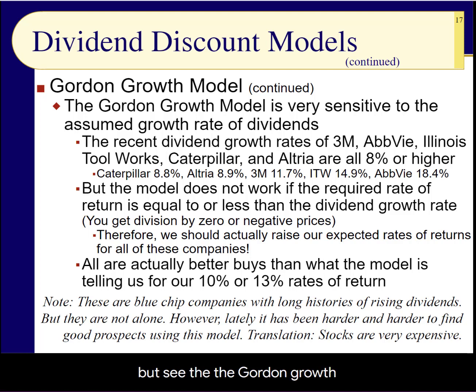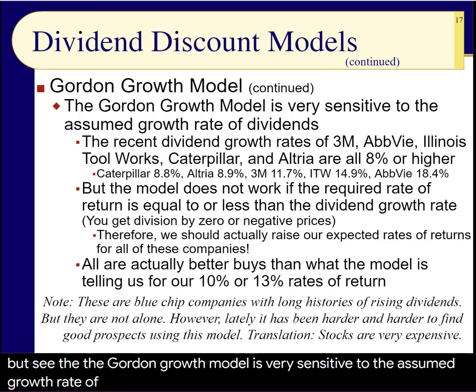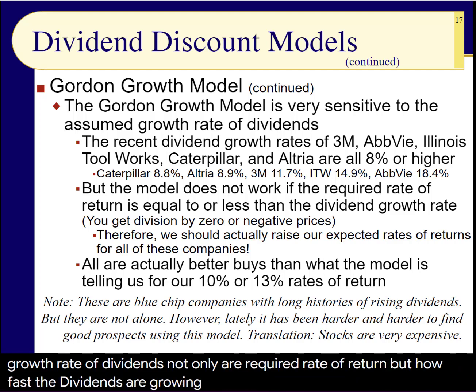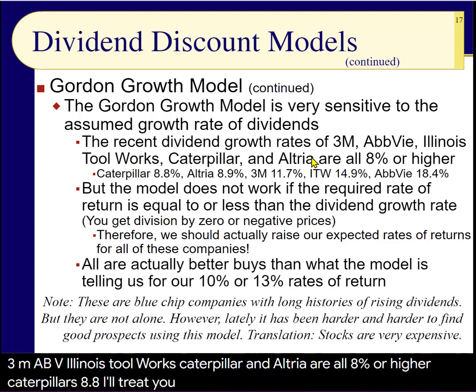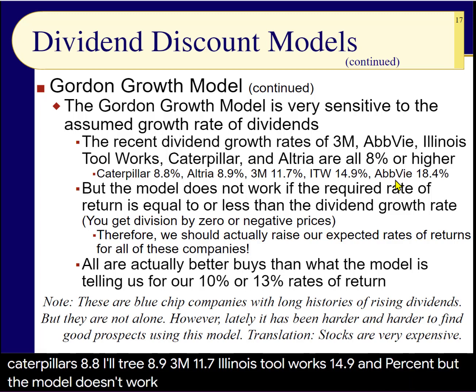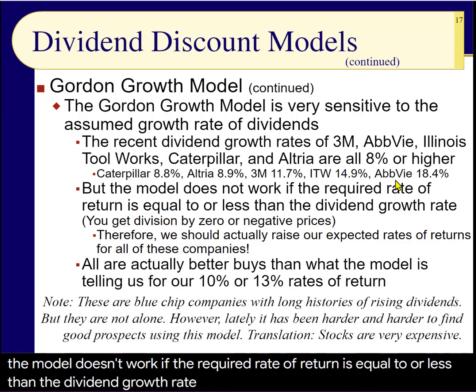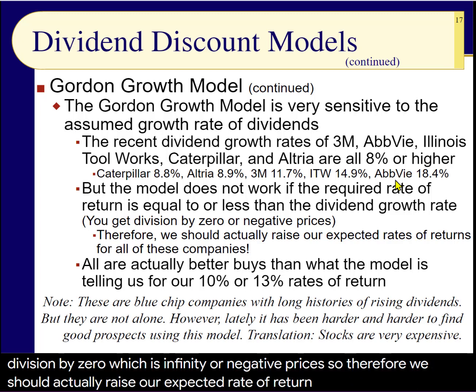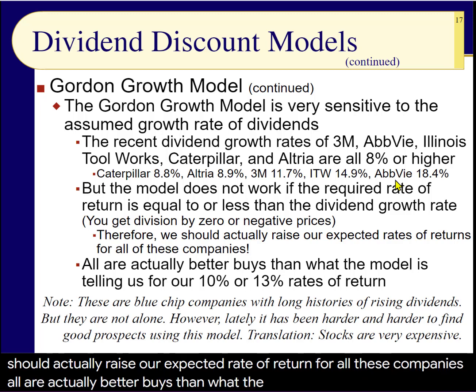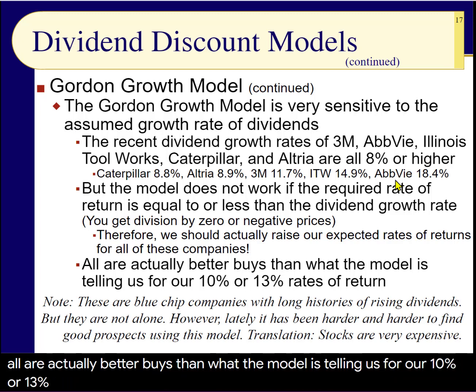But see, the Gordon growth model is very sensitive to the assumed growth rate of dividends. Not only our required rate of return, but how fast the dividends are growing. And the recent dividend growth rates of 3M, AbbVie, Illinois Toolworks, Caterpillar, and Altria are all 8% or higher. Caterpillar 8.8, Altria 8.9, 3M 11.7, Illinois Toolworks 14.9, and AbbVie at an astounding 18.4%. But the model doesn't work if the required rate of return is equal to or less than the dividend growth rate. You get very weird numbers, division by zero, which is infinity, or negative prices. So therefore, we should actually raise our expected rate of return for all of these companies. All are actually better buys than what the model is telling us for our 10% or 13% rates of return.